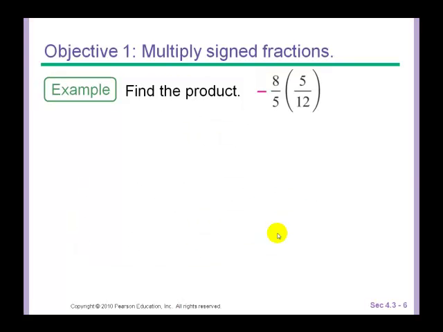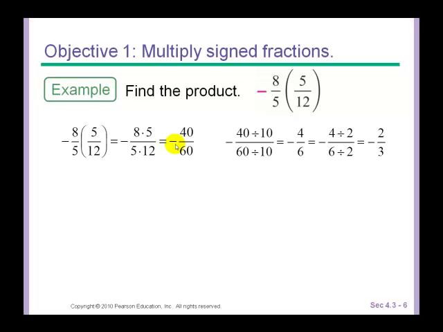Here's another example. Find the product of negative 8/5 times 5/12. If we just multiply across, we have 8 times 5 is 40, and 5 times 12 is 60, and we have a negative times a positive, so our answer is negative. This is technically correct and finished as far as the multiplying goes. However, our answer has to be in lowest terms, and we must simplify this. In this case, 40 over 60 is fairly simple to simplify if you just factor out or divide out common factors. For example, I know I can divide 40 and 60 by 10. That gives me negative 4/6. And then I can see that I can divide both 4 and 6 by 2, and I get negative 2/3.